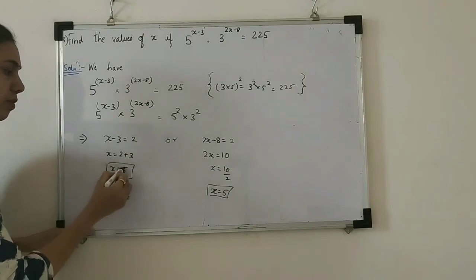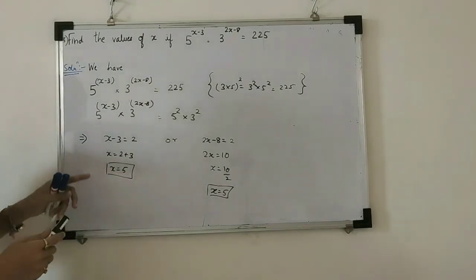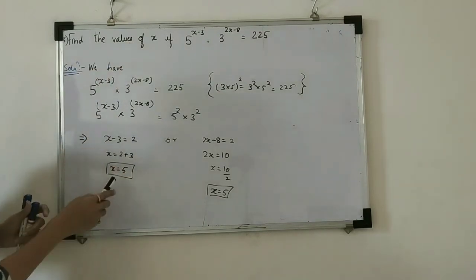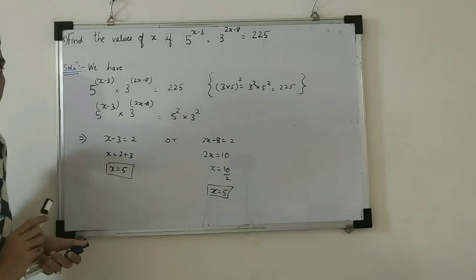So you have got a unique value, and the final answer is, why is it written values? Because it may occur that you will get different values. So the value of x is 5 only.